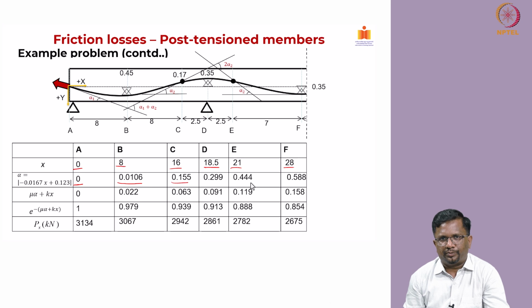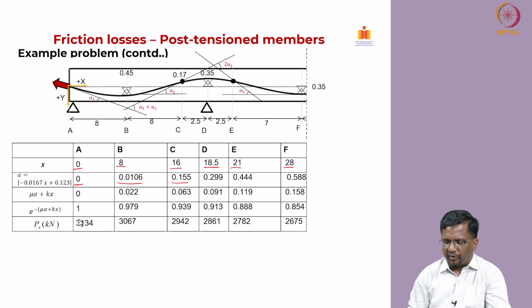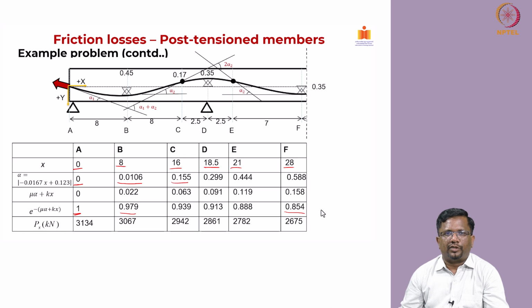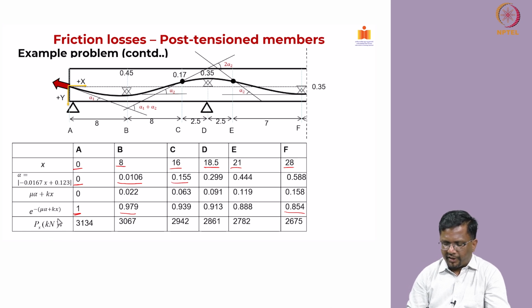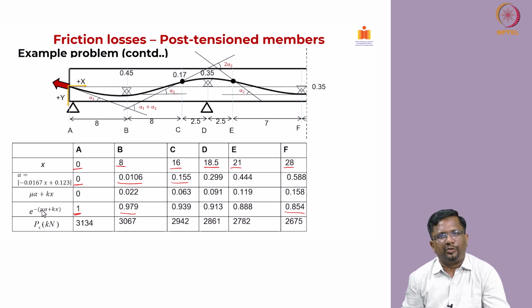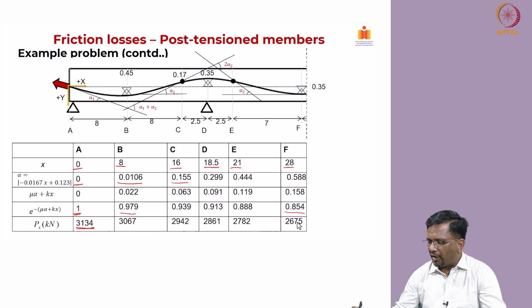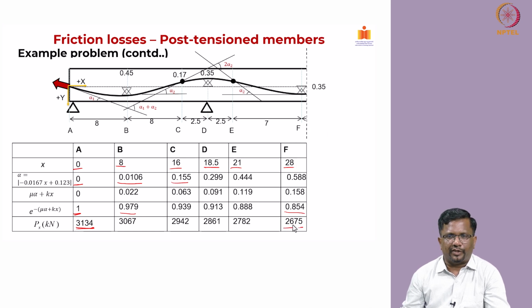And e to the power of minus (mu alpha plus kx), when you put it, at A it is going to be 1, at B it is going to be 0.979, and at F it is going to be 0.854. So, we know Px is nothing but Pj into e to the power of minus (mu alpha plus kx). So, this is your initial force 3134 and it keeps on reducing, and as you go to the symmetrical location of the midspan of the second span, you get a force of only 2675.